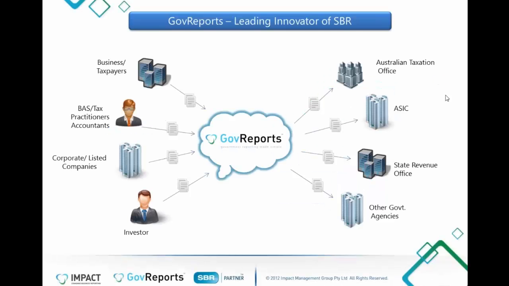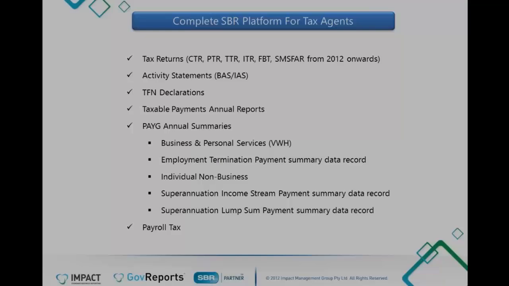Currently, GovReport is connected to over 13 government agencies, including the Tax Office, state and territory revenue offices for payroll tax, and ASIC for financial statements lodgement. We started our SBR reporting lodgement service journey in 2010, and for tax agents, GovReport has become the complete software application for you to prepare, manage, and lodge compliance reports on behalf of your clients from a single website.